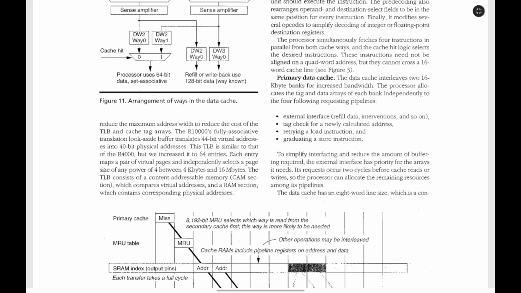The primary data cache. The data cache interleaves two 16 kilobyte banks for increased bandwidth. The processor will allocate the tag and the data arrays of each bank independently for the following requesting pipelines. 1. External interface. Refill data, intervention, and so on. Tag check and follow newly calculated address and retrying a load instruction and graduating a store instruction.